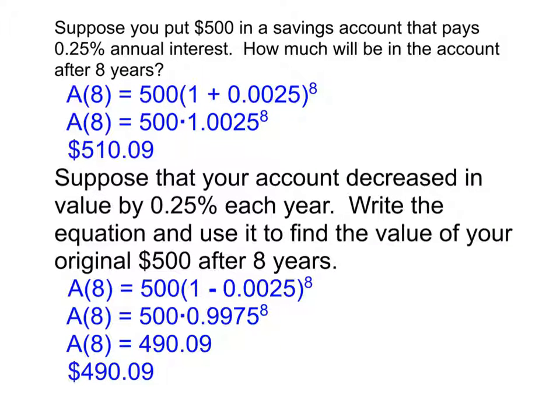All right, and for that calculation, you hopefully got an answer of $490.09. One little side note here. Notice that when it was increasing in value, we gained $10.09. When we were decreasing in value, we actually went down $9.91. So notice it's not the exact same amount that we go up as what we would go down. So they're actually totally separate calculations.